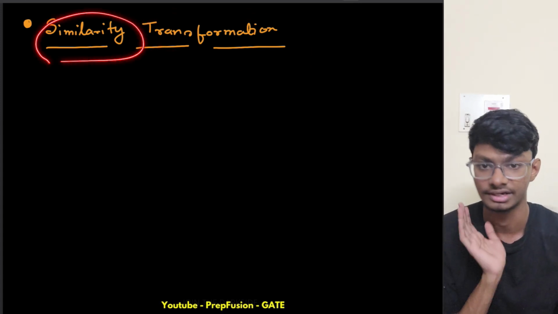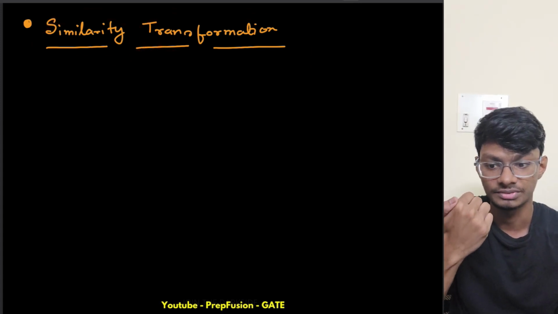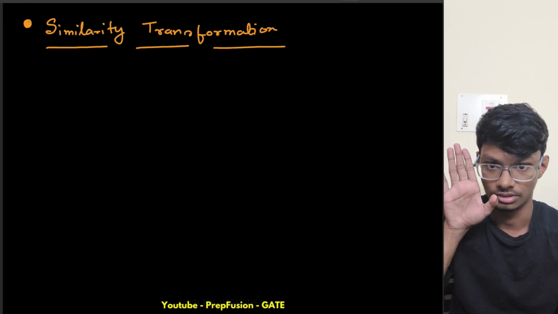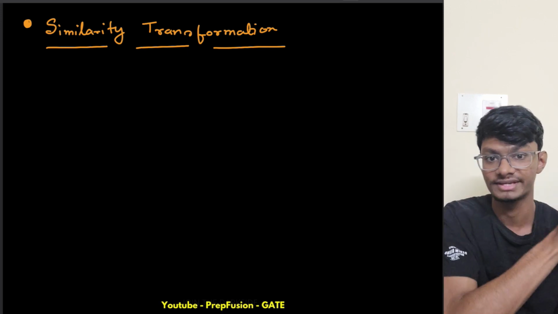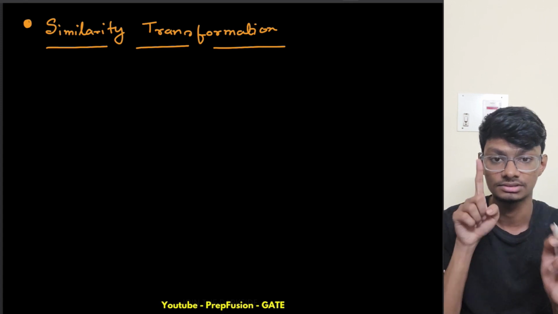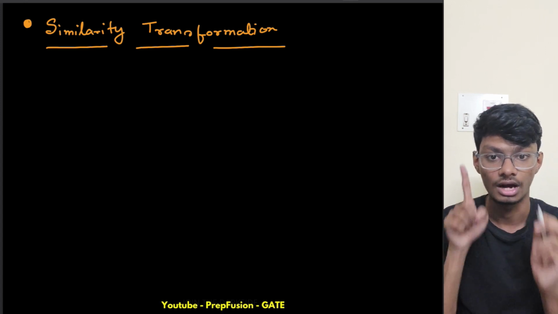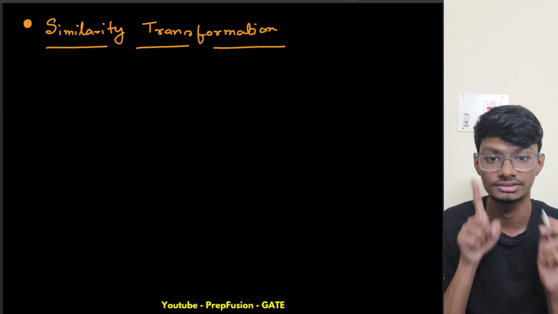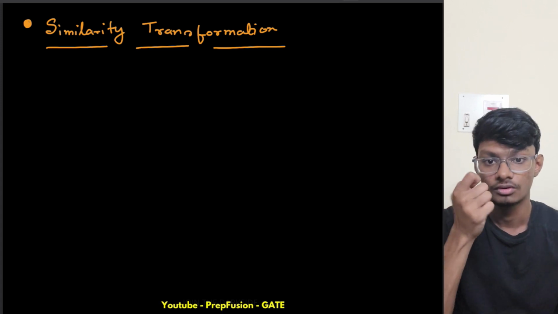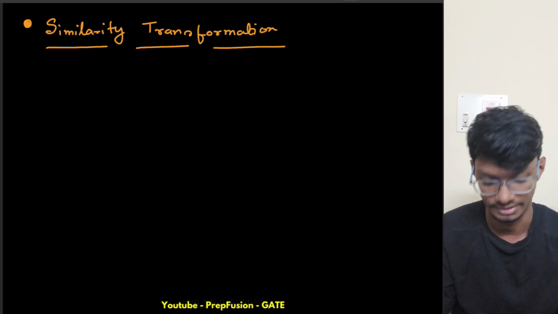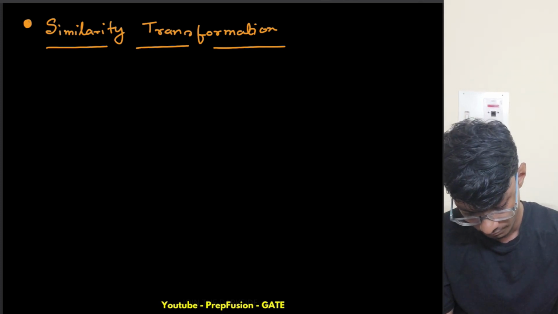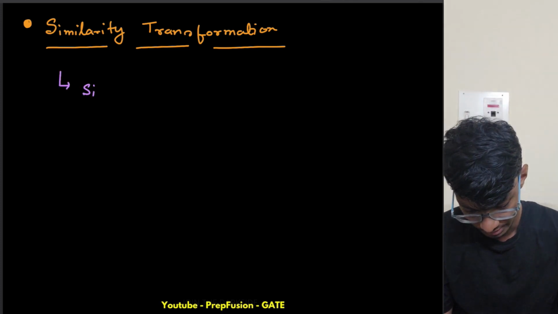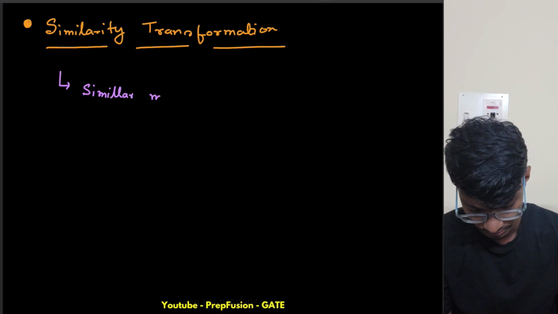Now what is similarity transformation? Similarity transformation means I am transforming the state variable x to some x bar, but those two state matrices are similar to each other. Now what do we mean by similar matrix? What is the definition of a similar matrix?